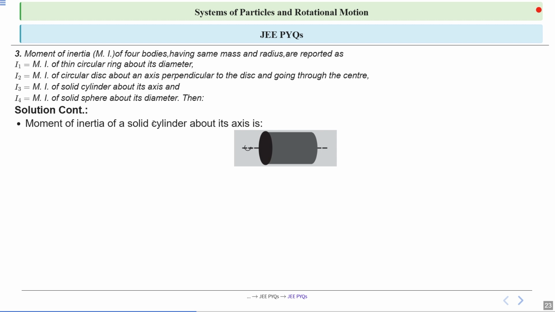So, moment of inertia of a solid cylinder about its axis is I3 equal to 1/2 mr square. So, we have a solid cylinder and this one is horizontal line. This is the axis of rotation.